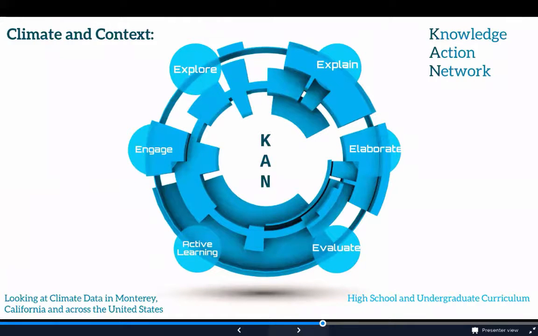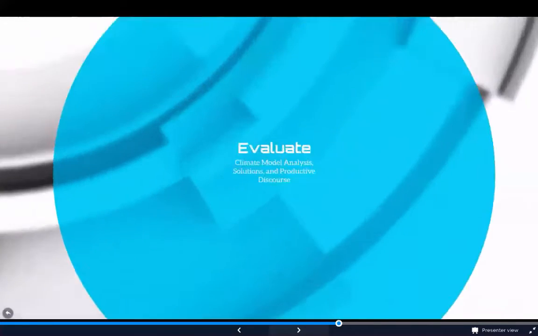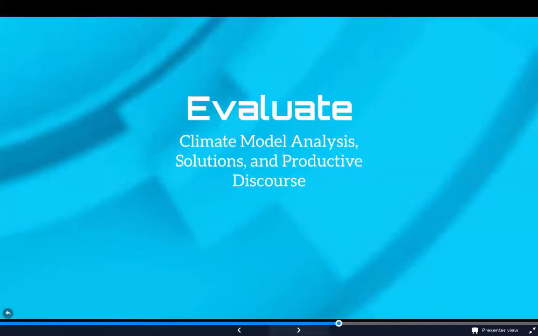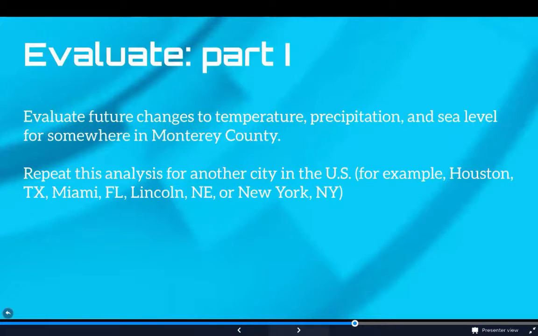Once you've elaborated and helped students start to construct even more knowledge, now as an instructor, you want to determine, well, what did they really learn? This is where we can look at climate model analysis, solutions, and productive discourse. We can evaluate future changes to temperature, precipitation, and sea level for somewhere in Monterey County. You can have students select a different zip code. You could have them repeat this analysis for another city in the United States, Houston, Texas, or Miami, Florida, or Lincoln, Nebraska, or New York, New York.